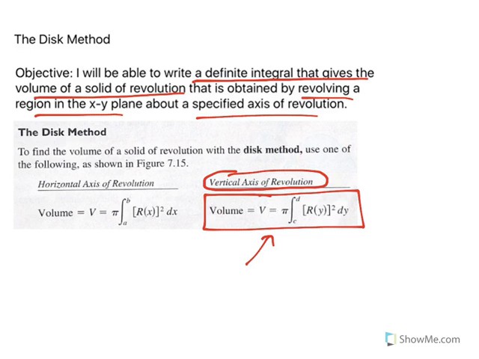So today we looked at an example where we took a region in the xy plane and revolved it about a vertical axis of revolution. This was an example for which we were able to apply the disk method to write a definite integral that would give us the volume of that solid of revolution.